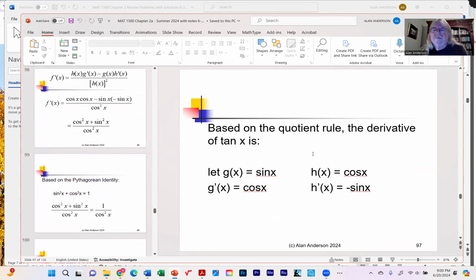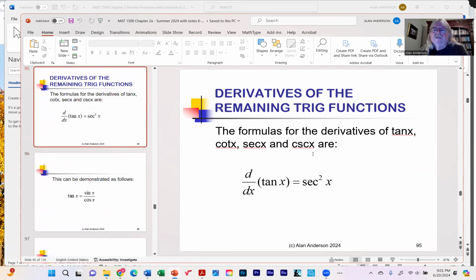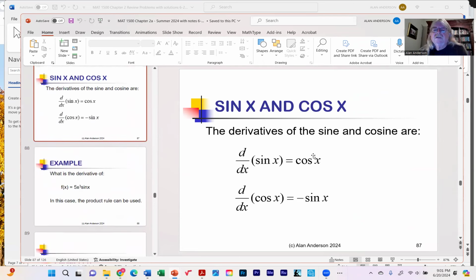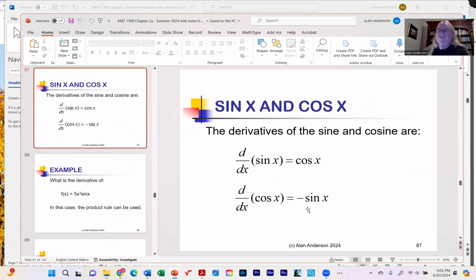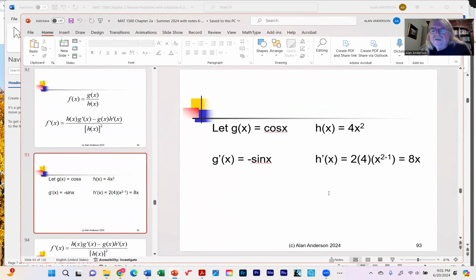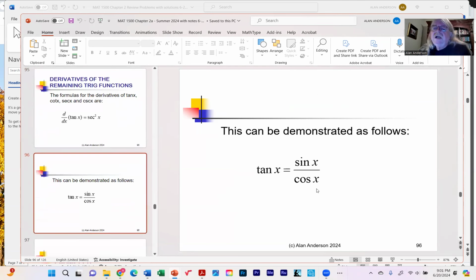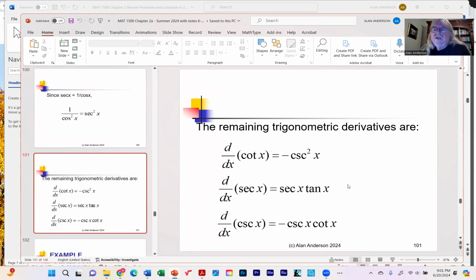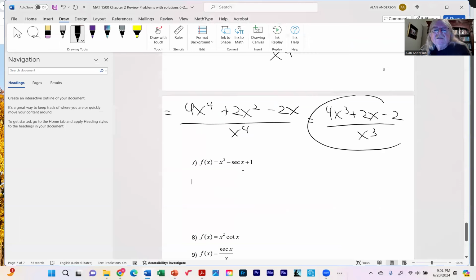So here's what ended up happening. You've got first the two basic ones, the sine and the cosine. So the derivative of the sine of x is the cosine of x. The derivative of the cosine of x is negative sine of x. Then we jump ahead a little and the tangent is here, secant squared. And then the last three are down here on a separate page. Now, this one requires us to use secant x. So we're going to write this over here so we don't forget.